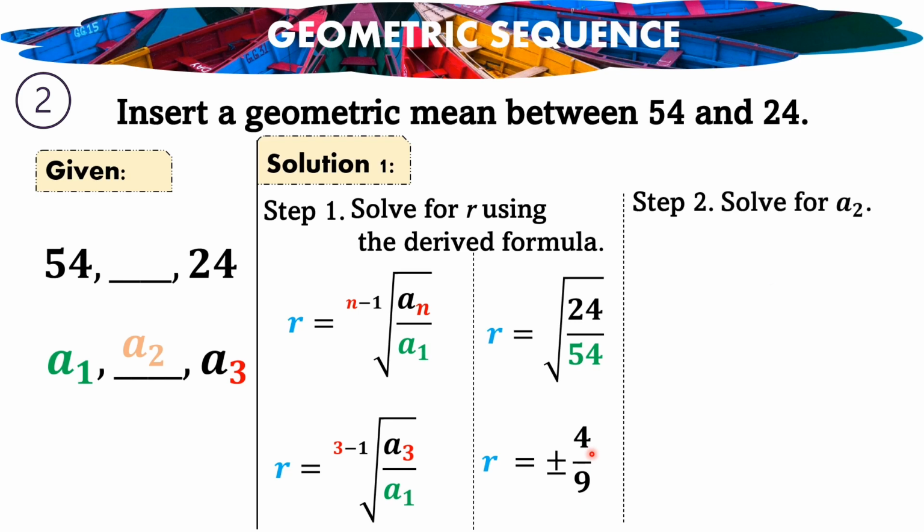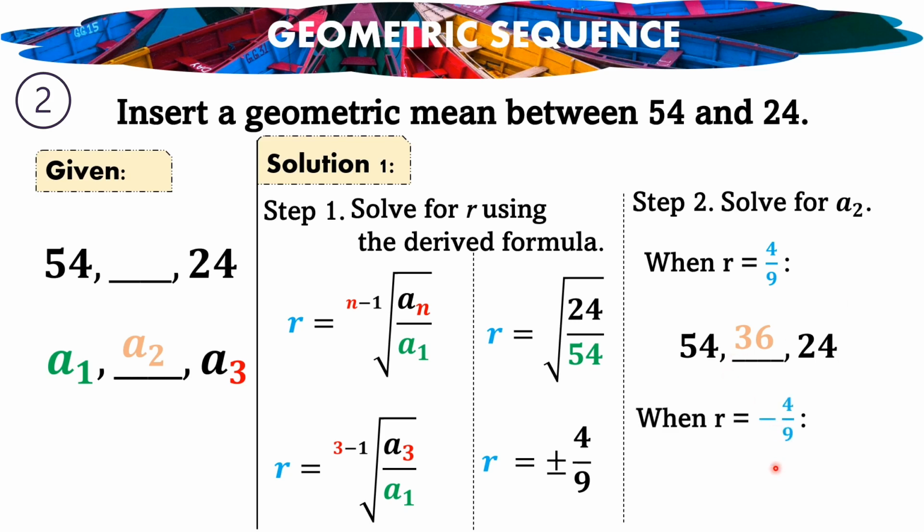So when r is the positive 4 over 9, multiply the first term and r. 54 times 4 over 9 is 36. When r is negative 4 over 9, multiply the first term and r. 54 times negative 4 over 9, that is negative 36. Okay, so therefore, the geometric mean is positive and negative 36.